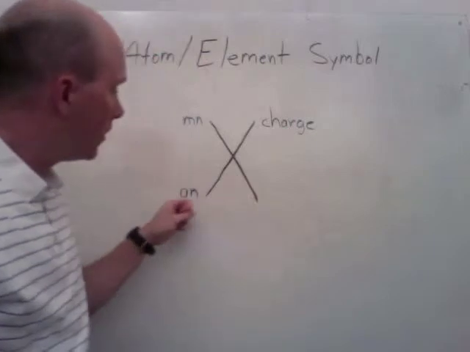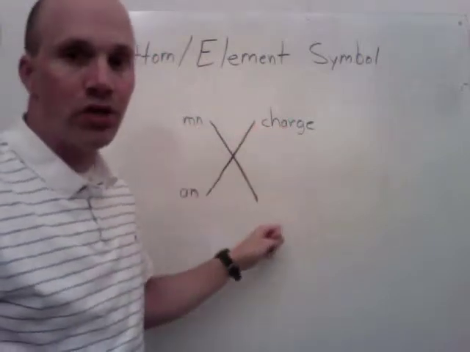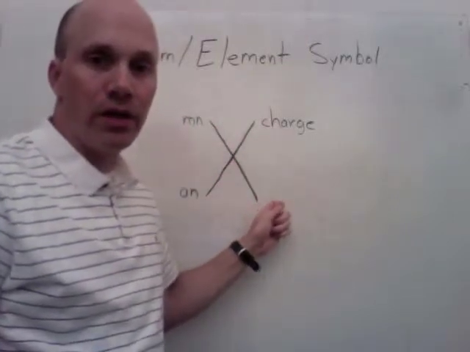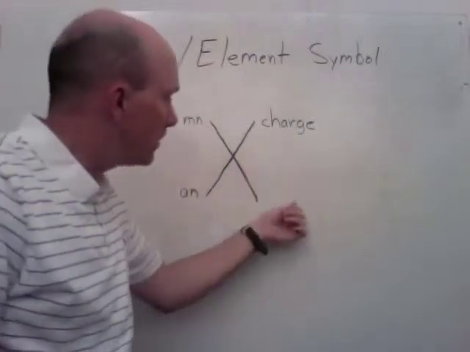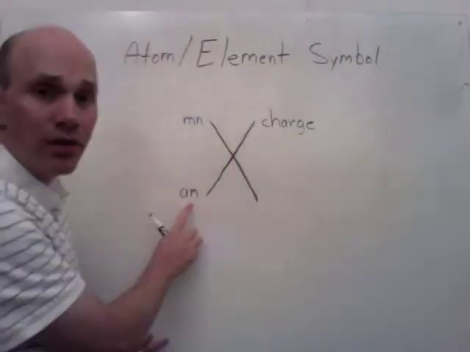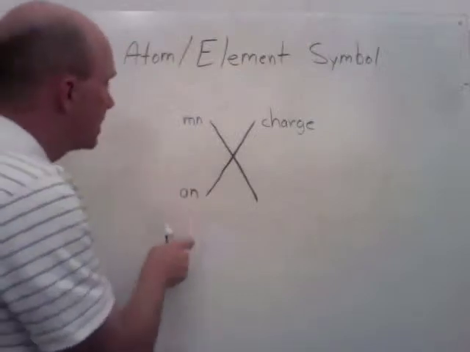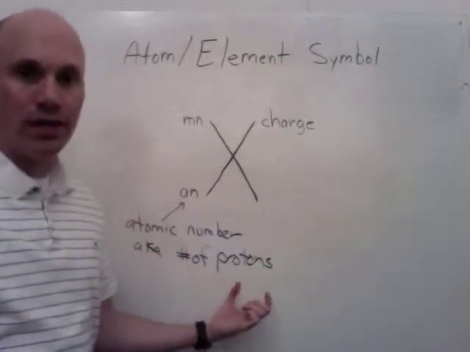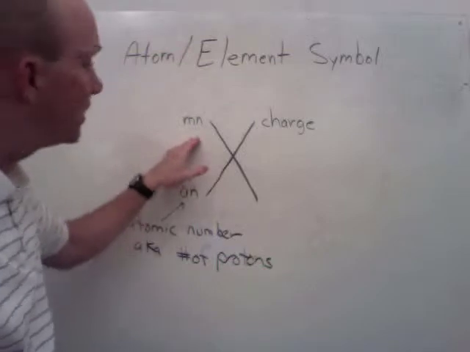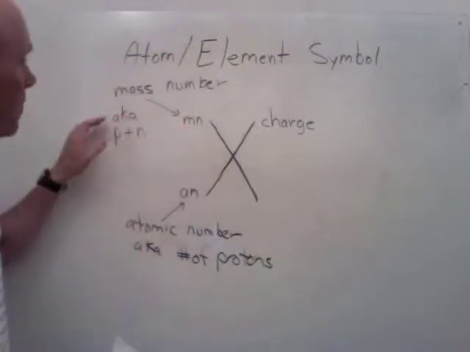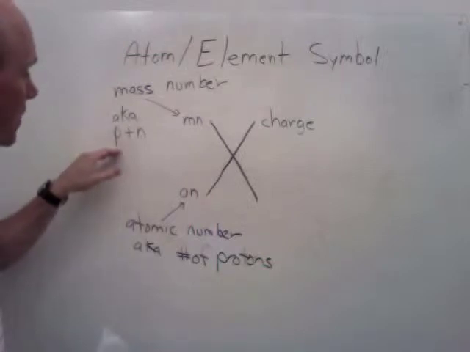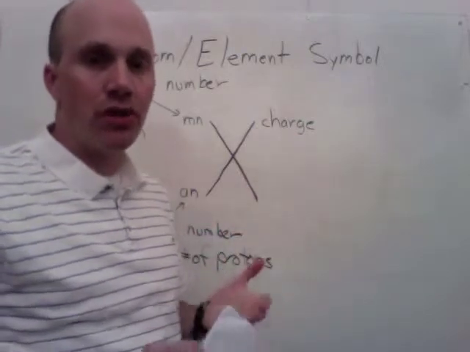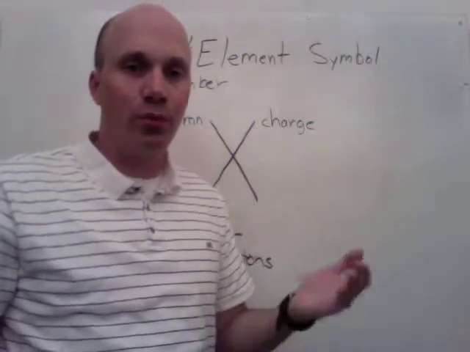So for every symbol, you'll notice there's 4 corners where you could put information. There's the lower left, upper left, upper right, and the lower right. We're going to talk about 3 of those right now. There is going to be a use for what goes down here a little bit later. The number that's going to be represented in the lower left is going to be the atomic number. And remember that the atomic number is the number of protons in the atom. The number that's going to be in the upper left is going to be the mass number. And remember that the mass number is the sum of the protons plus the neutrons. The upper right is going to be for the charge. And remember that charge has to do with the relative numbers of protons and electrons.